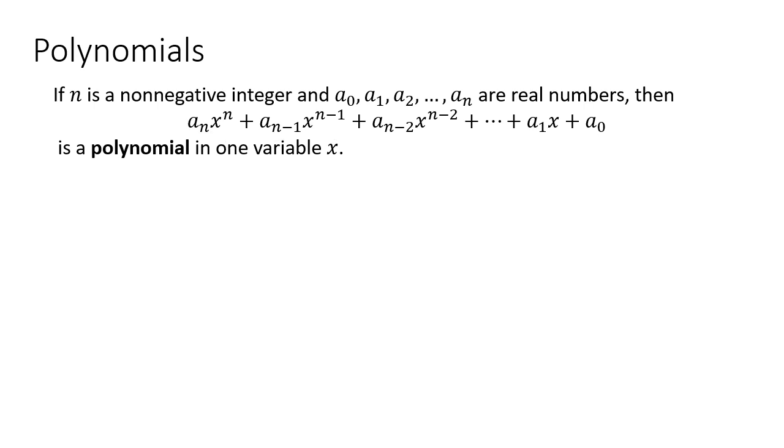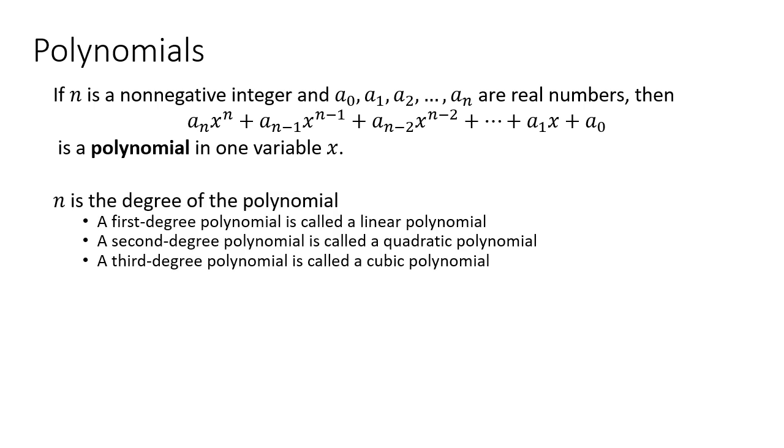And in this case, we say that this is a polynomial in just one variable x, because when you get to higher level math, you might have polynomials that are in terms of multiple variables. Now, there are some parts of this polynomial that are so important that we have special language around it. So n, in this case, is the stand-in for the highest power of x in the polynomial. So the highest power of x is called the degree of the polynomial.